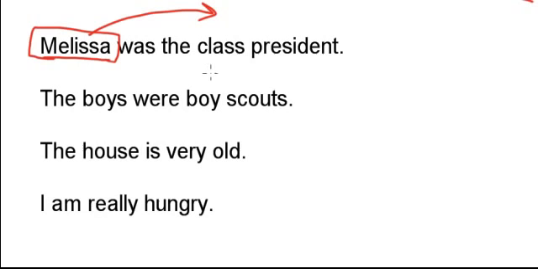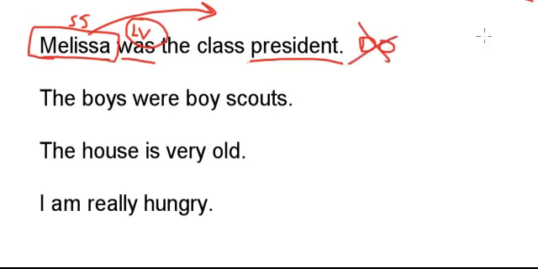or being like. So we have Melissa was the class president. So just like in any other sentence, we have a subject, and we have a was. And was is a linking verb. It's telling us something that Melissa was. Melissa was president. Now, since we're dealing with a linking verb, we are not looking at DOs anymore. We have no DOs and we have no IDOs to look for because we have a linking verb. We're looking for complements.